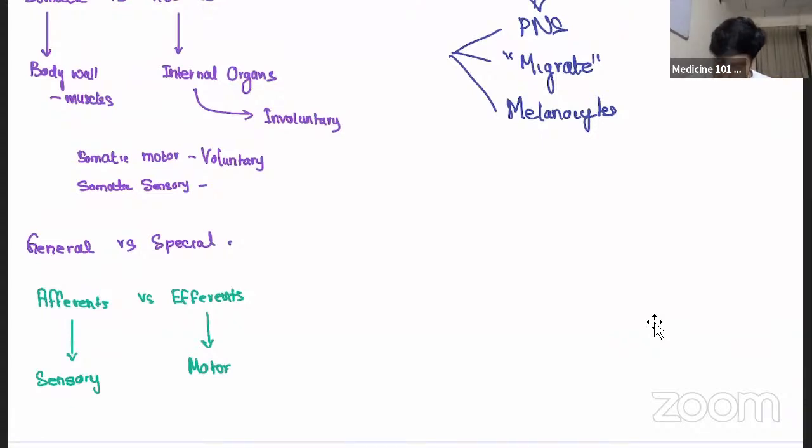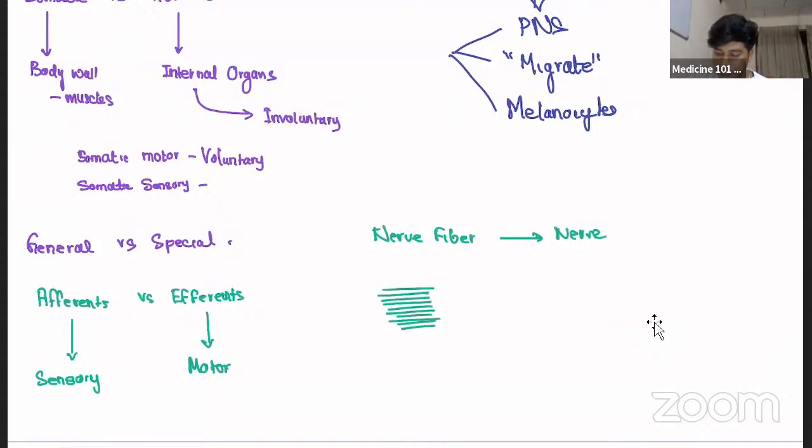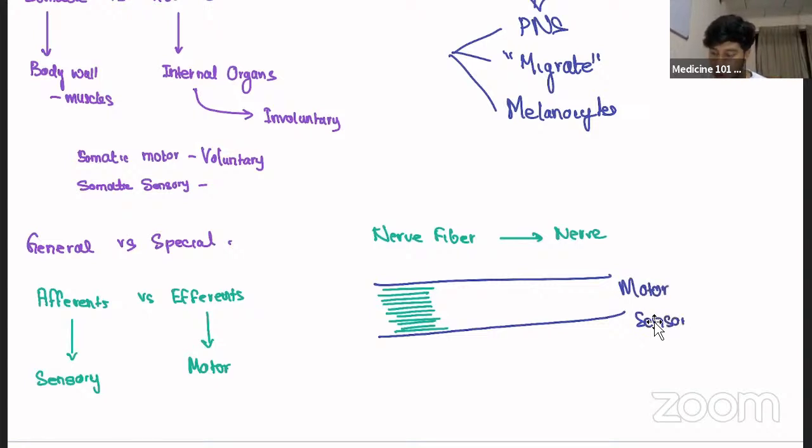Now, the next thing is, I need you guys to understand the difference between a nerve fiber and a nerve. A nerve fiber is a single axon. A group of nerve fibers forms a nerve. So the nerve can be a motor nerve, it could be sensory, or it could be mixed.